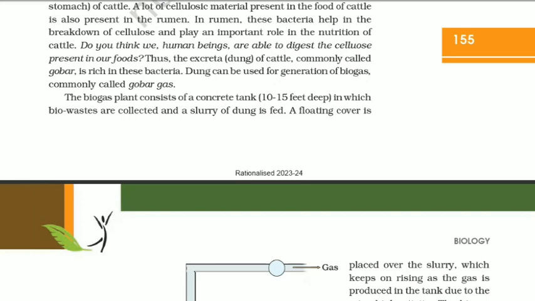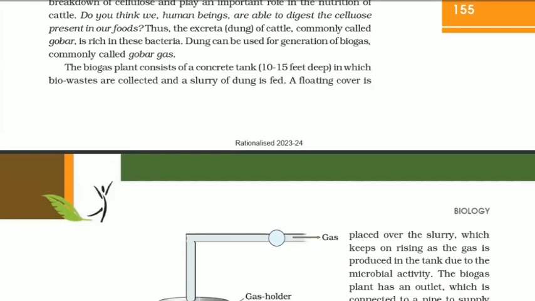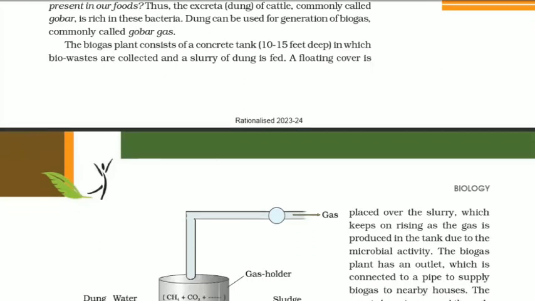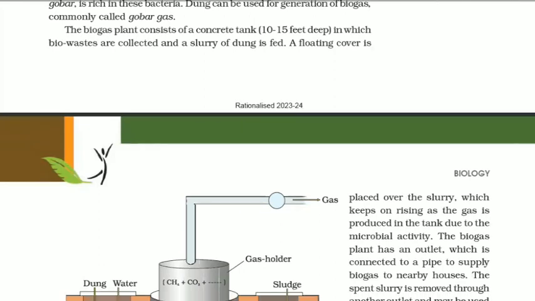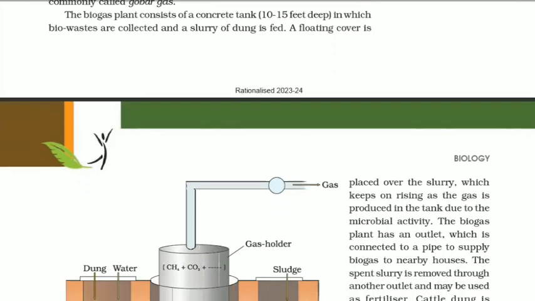The excreta, that is dung, of the cattle, commonly called gobar, is rich in these bacteria. Dung can be used for generation of biogas, commonly called gobar gas. The biogas plant consists of a concrete tank 10 to 15 feet deep in which bio waste is collected and a slurry of dung is fed.